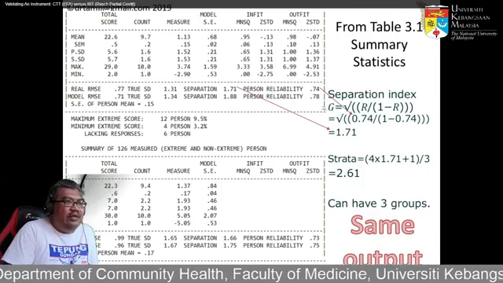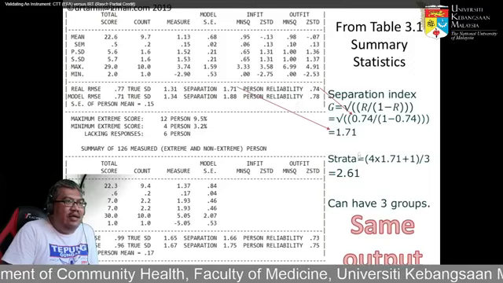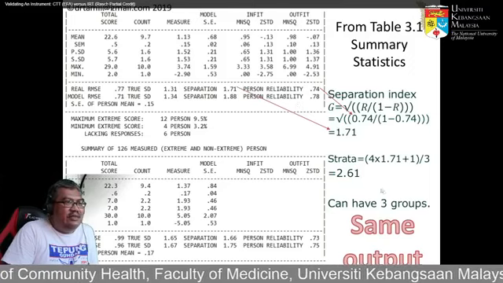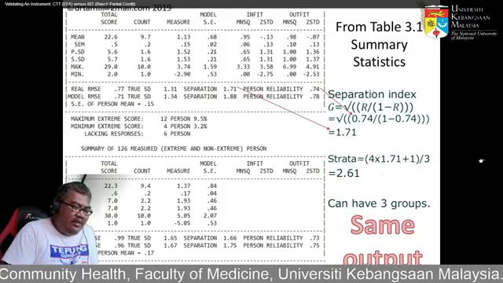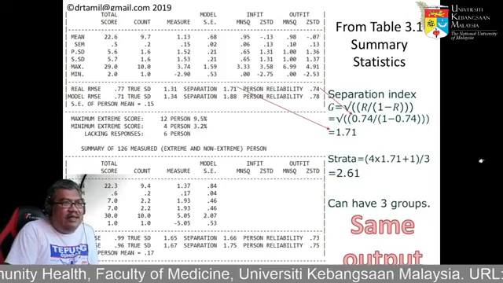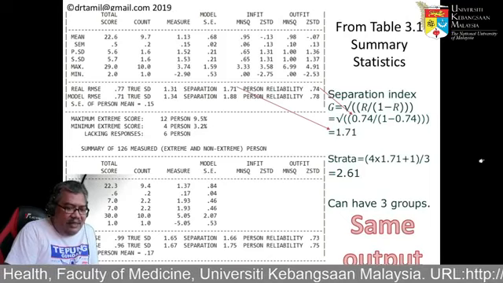Okay, so in short, you can see here, based on the summary statistics, you get the same output, which is 1.71 G and the strata of 2.61. Okay, so this is just an example.